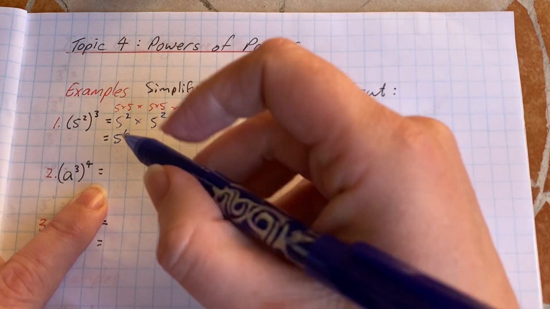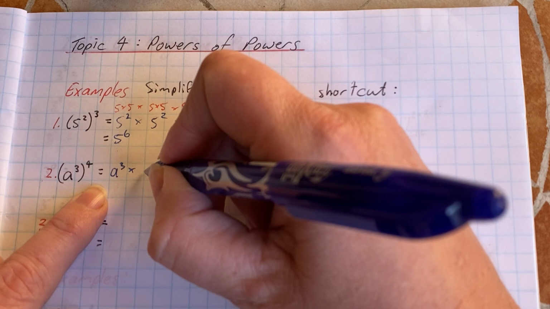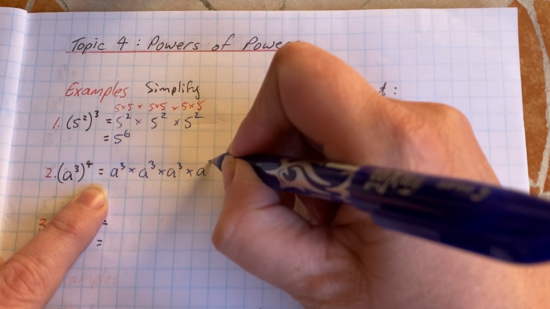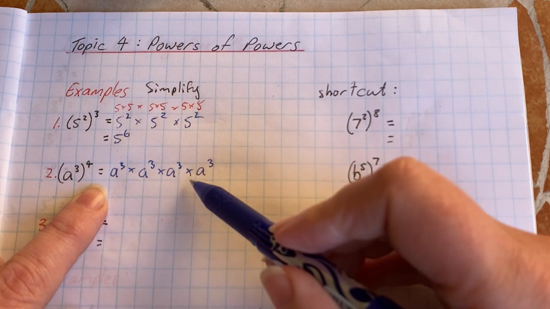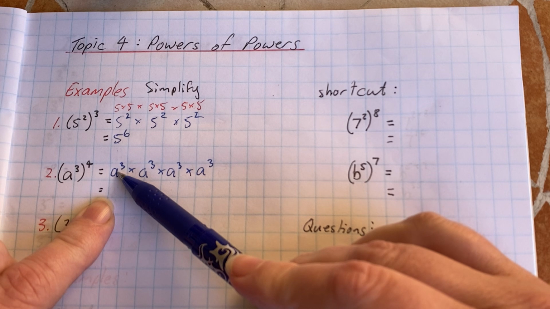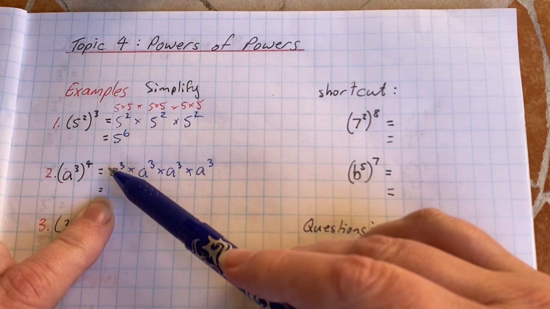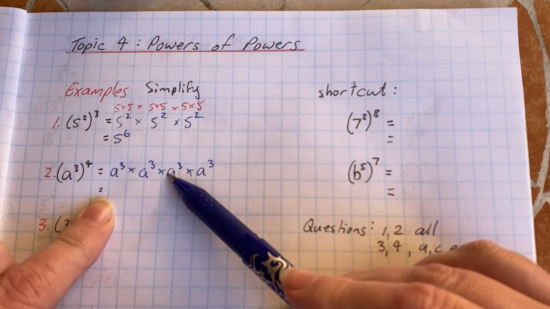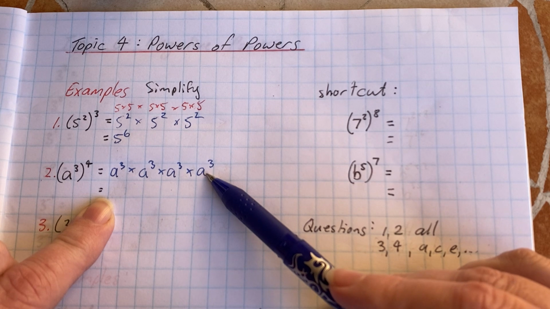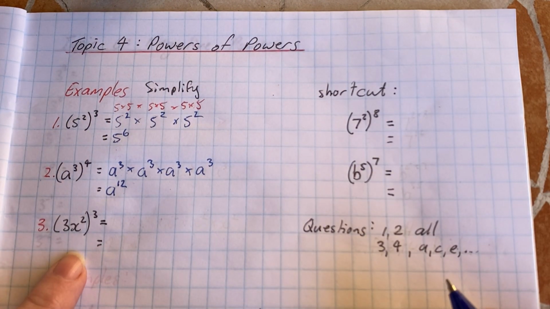So here's another example, a cubed to the power of 4. So a cubed once, twice, 3 times, 4 times, that's to the power of 4, we write it 4 times. Now how many a's are multiplied together altogether? That's a times a times a, that's 3 of them. Times a times a times a, that's another 3, so that's 6. Times another 3 of them, so there are 9 now, and another 3 of them, so 12 altogether. So it's a to the power of 12.